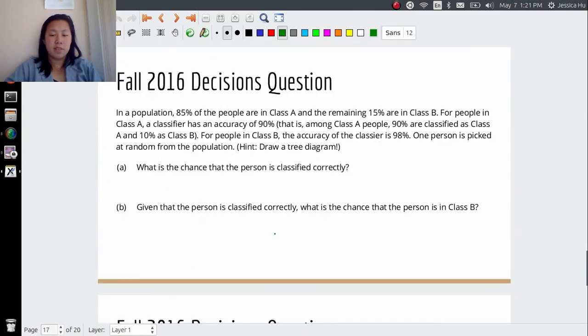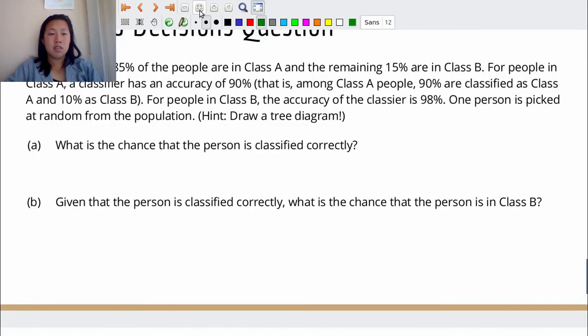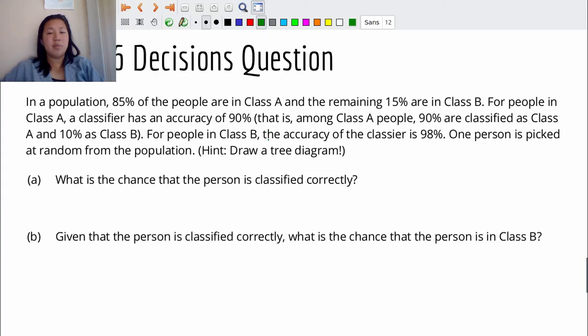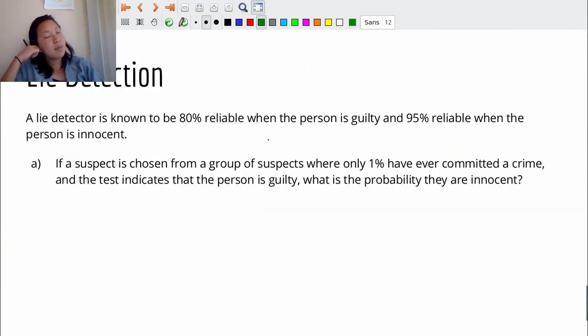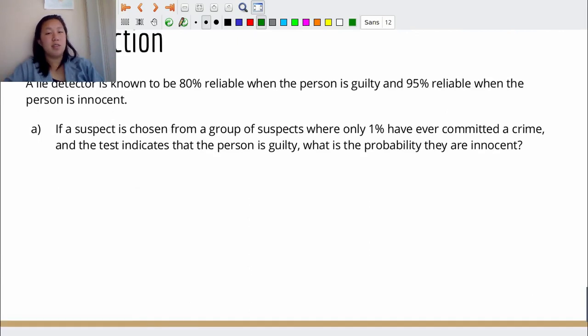So this Fall 2016 decisions question. Lie detection. A lie detector is shown to be 80% reliable when the person is guilty, 95% when the person is innocent. If a suspect is chosen from a group of suspects where only 1% have ever committed a crime, and the test indicates that this person is guilty, what's the probability that they're innocent?